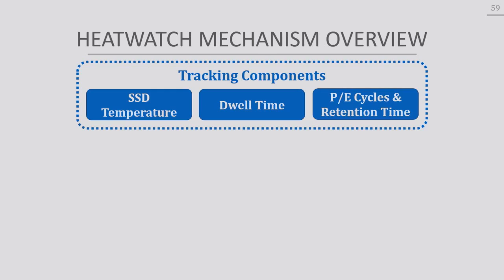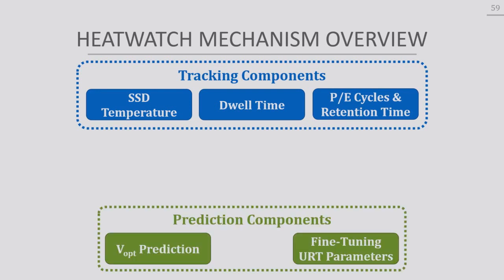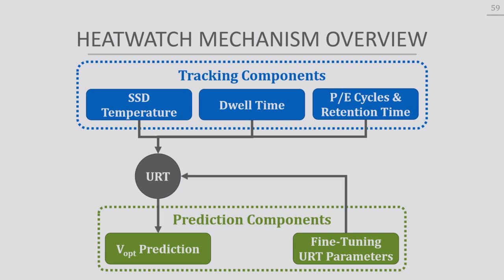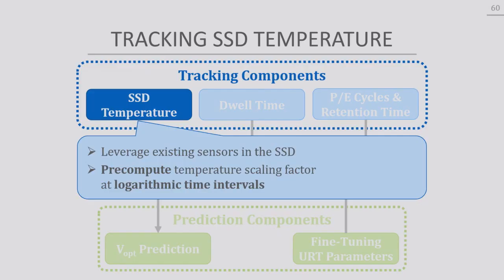And here is the overview of this mechanism. HeatWatch consists of 3 tracking components and 2 prediction components. The tracking components provide the input parameters for our model. Then the prediction component utilizes this model to predict the VOPT, and then it also feeds back into the model to make it more accurate over time.